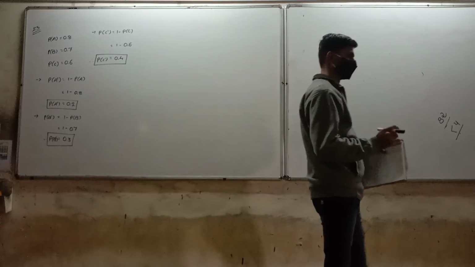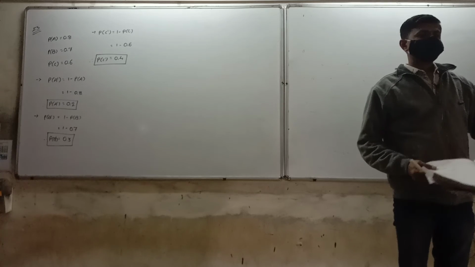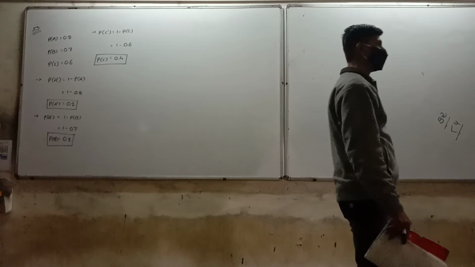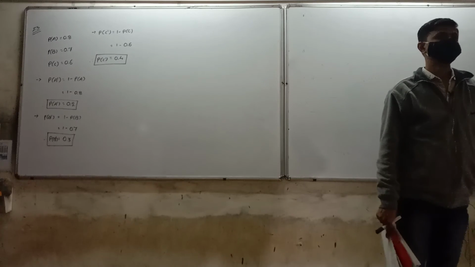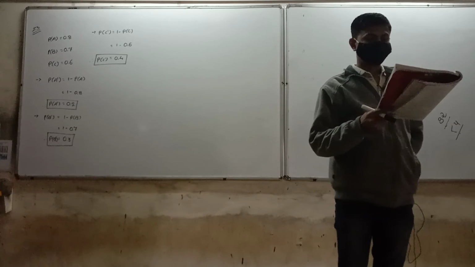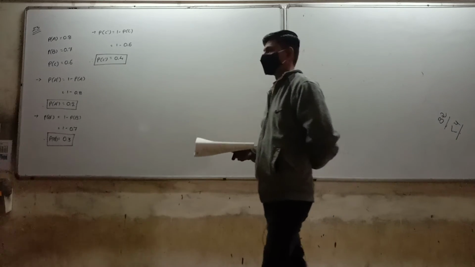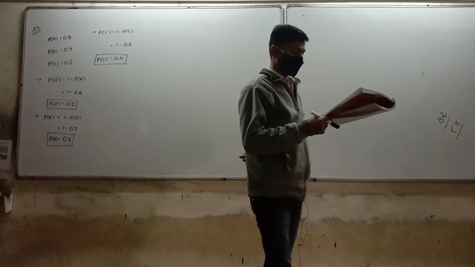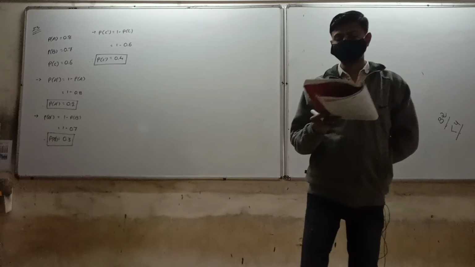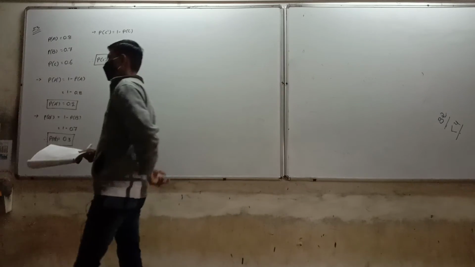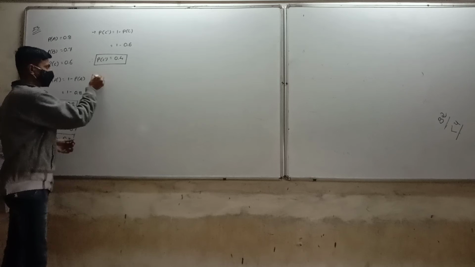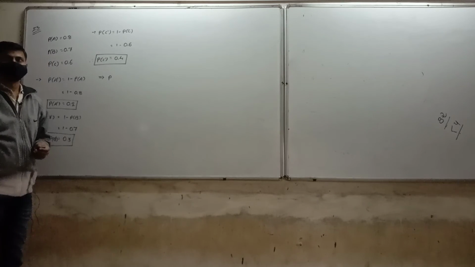Next, write down event A union B union C is equal to rains on at least one of the 3 days in the next week.